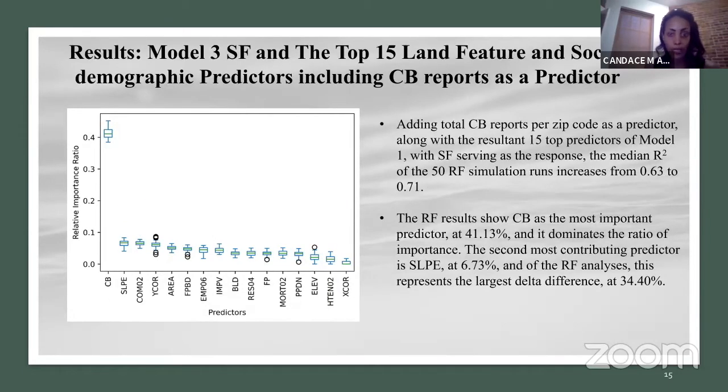Now, model 3 is the same as model 1, except that we add catch basin complaints to it. And when we add catch basin complaints with street flooding serving as the response, we find that catch basins comprise the overwhelming majority. So is driving to work, the spatial coordinate area.